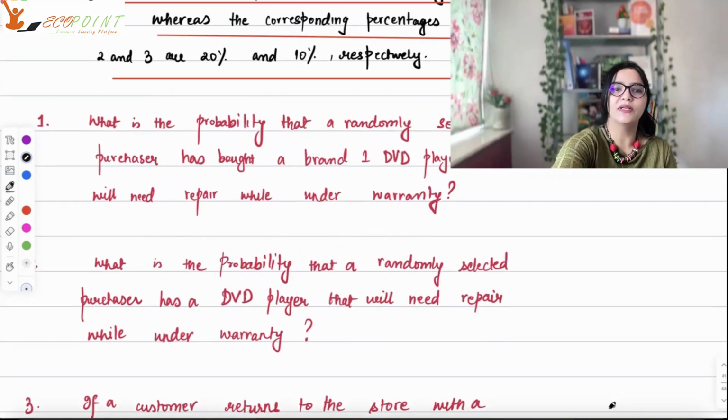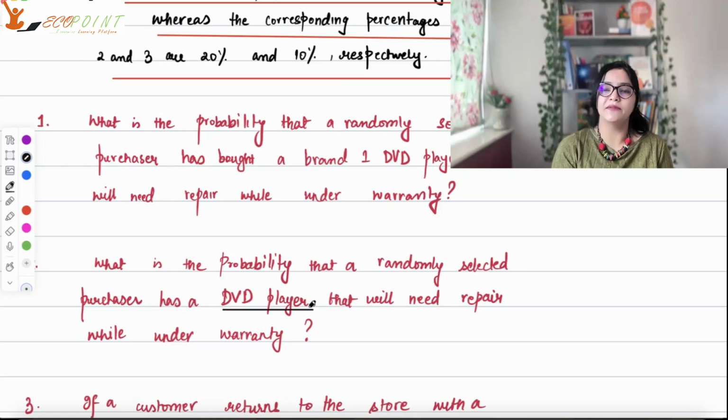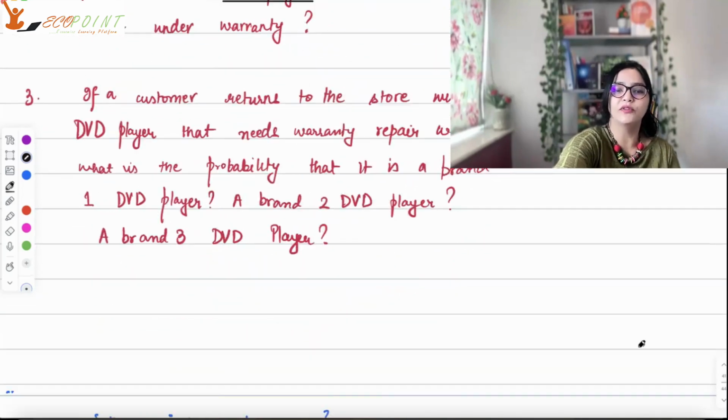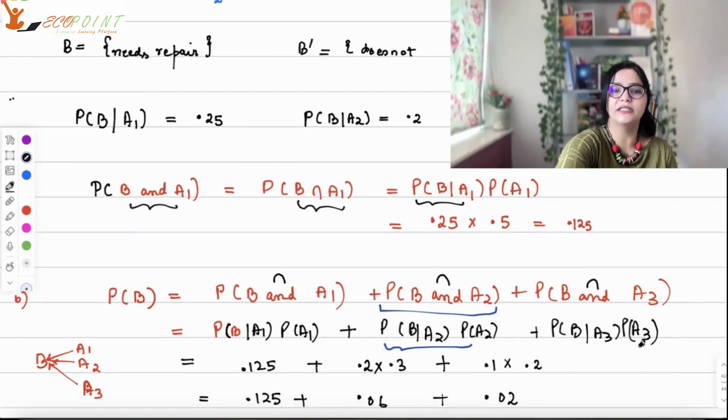Then in the second question, what is the probability that a randomly selected purchaser has a DVD player that will need repair while under warranty? Now the DVD player, this time it's not specified which brand. So that means I need to take care of all the three brands. What is the probability that it will need repair? Now, repair could be needed by the one which is brand 1, brand 2, brand 3. So, therefore, I will have to take care of all the three cases.